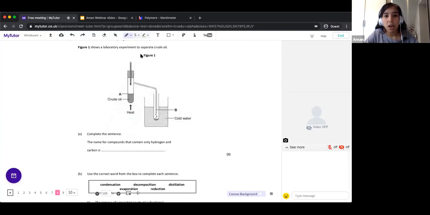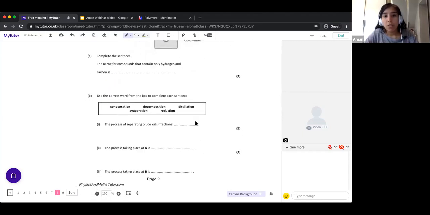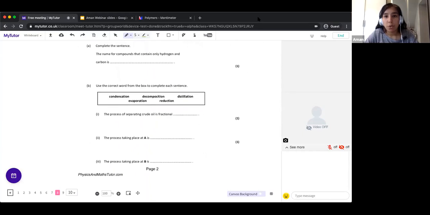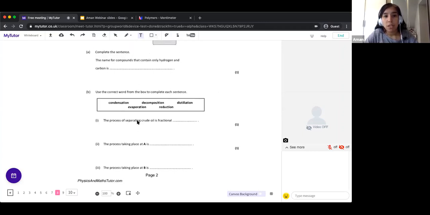Good. It's hydrocarbon. Well done. So it contains only hydrogen and carbon, so we call it a hydrocarbon. The process of separating crude oil is fractional what? Good. Fractional distillation. Excellent. The process taking place at A.